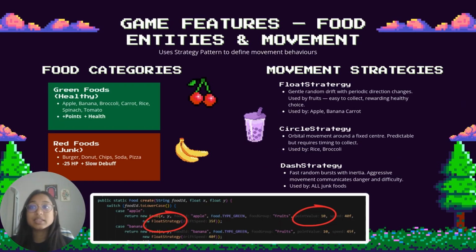Food entities in our game are divided into 2 main categories, healthy and junk foods. Healthy foods like apples, bananas, and vegetables add to the player's score and increase their health points. In contrast, junk foods such as burgers and sodas reduce the player's health points, making the game more challenging.